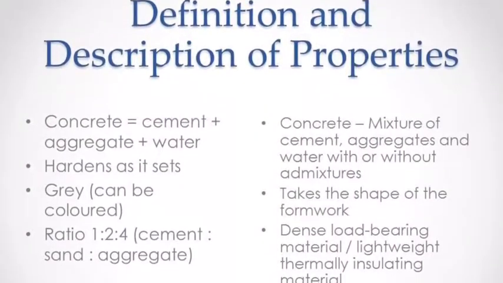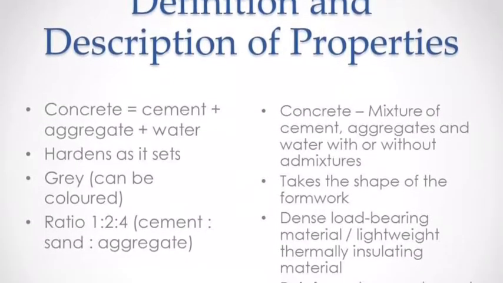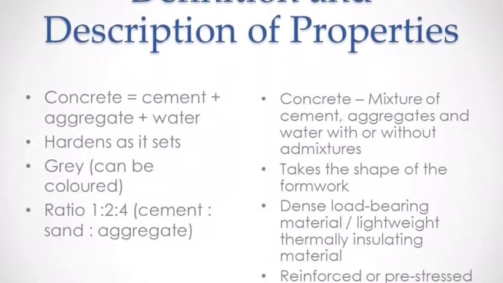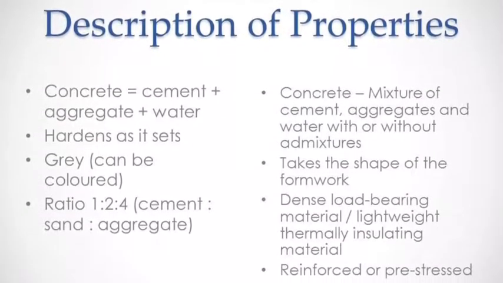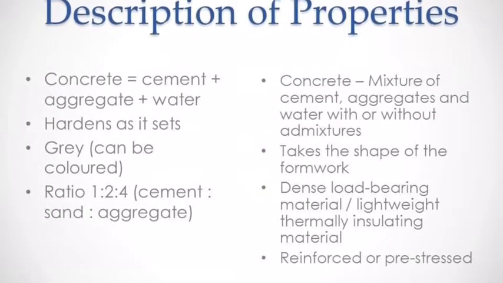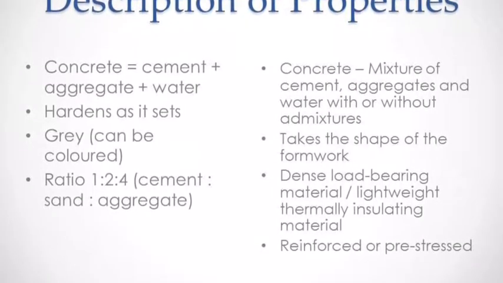Now, let's jump right into it. Firstly, we have the definition and description on concrete. Concrete is a building material made from a mixture of broken stone or gravel, sand, cement, and water. This mixture is spread or poured into molds, also known as formworks, and forms a stone-like mass on hardening.